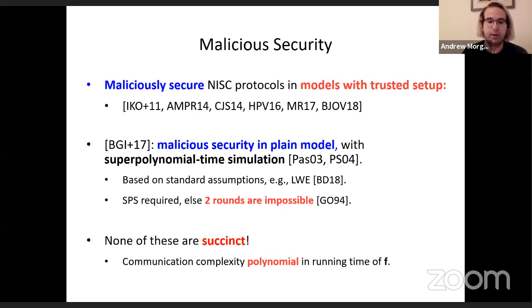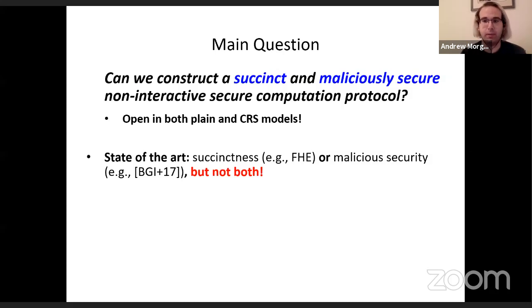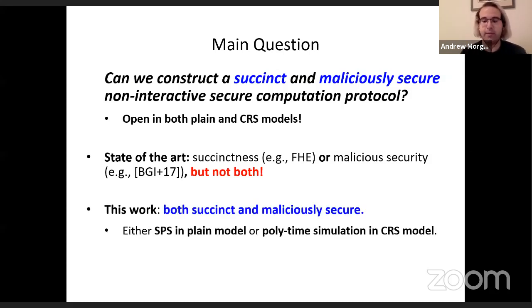All the maliciously secure protocols in the literature, however, have communication complexity which is polynomial in the running time of the functionality, so they don't achieve succinctness. This brings us to the main question of our work, which is, can we have a NISC protocol satisfying both malicious security and succinctness? So far we know of protocols which have one property or the other, but not both at once. Our work answers this question in the affirmative by constructing the first protocol to achieve both properties, giving both succinctness and either SPS security in the plain model or polytime simulation with a CRS.